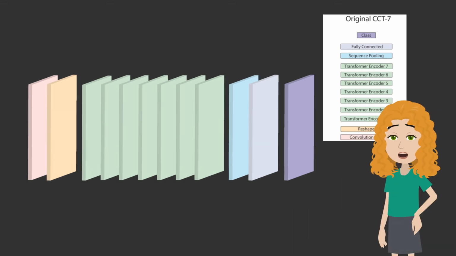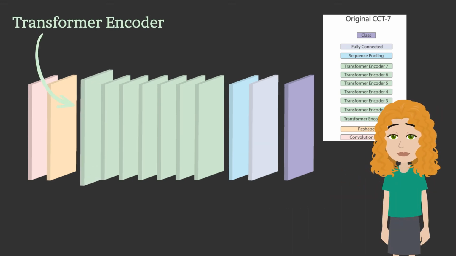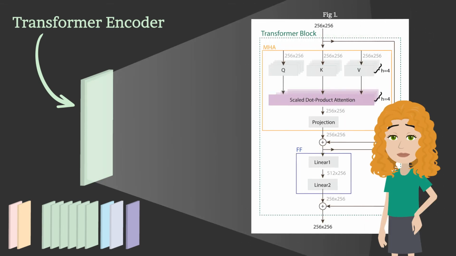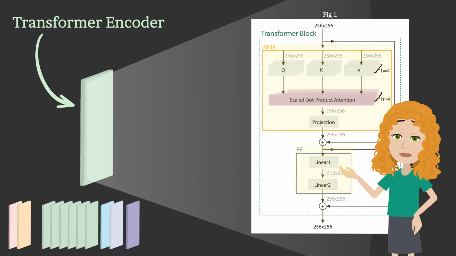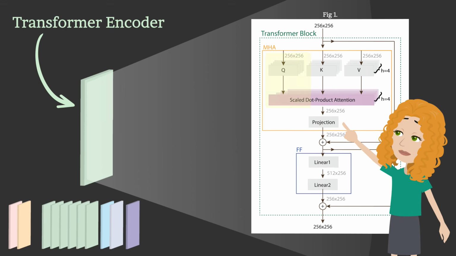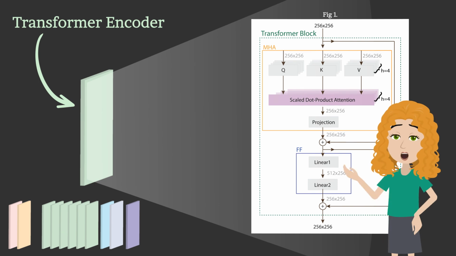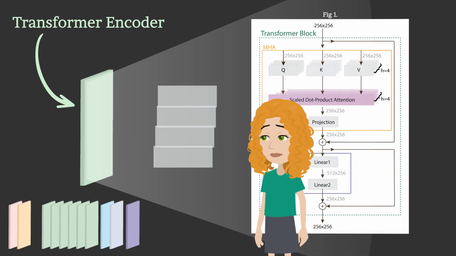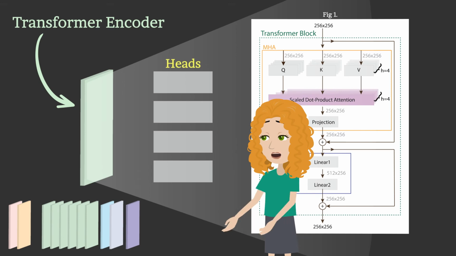Let's look at a single transformer encoder block. Each block is comprised of a multi-head attention, in short MHA subblock, and a feed-forward subblock, FF. The MHA comprising a multi-head attention layer and a fully connected projection layer, and the feed-forward consisting of 2 fully connected layers, linear 1 and 2. The CCT7 architecture's MHA layer has 4 attention heads.